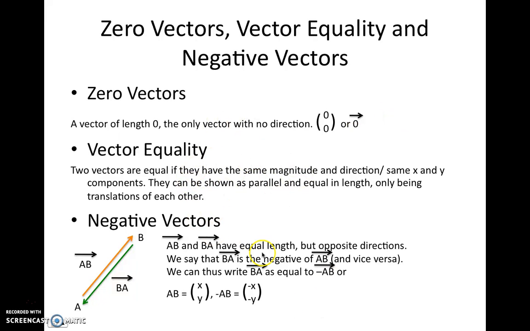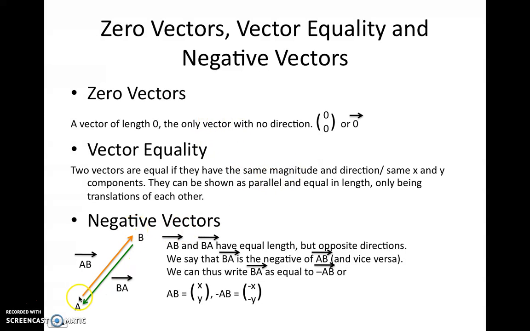So vector equality. Vector equality is true for two vectors if they both have the same magnitude and direction, or x and y components. They can be shown as parallel and equal in length, and they're only translations of each other. Okay?